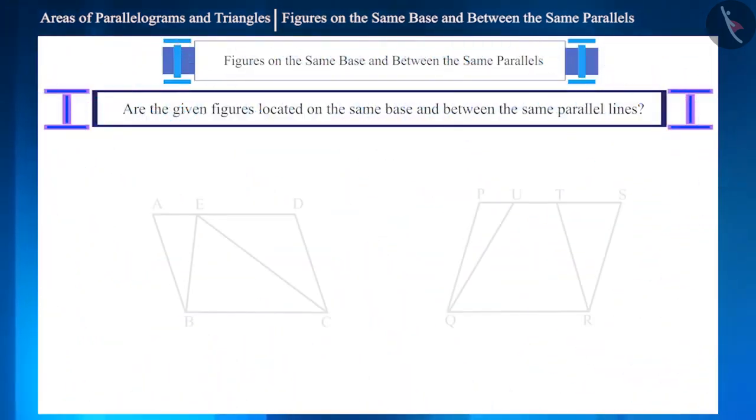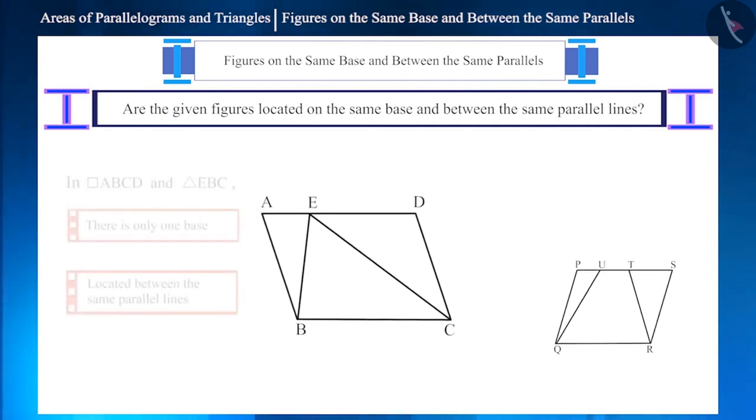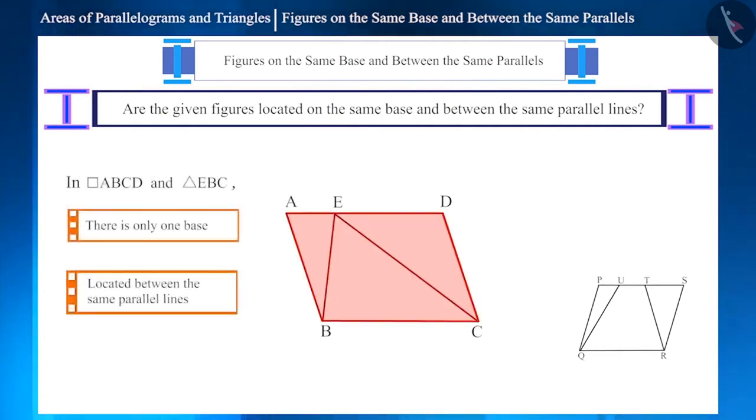Let us now see the last few figures. In the first figure, parallelogram ABCD and triangle EBC are located on the same base BC, and the two are located between the same parallel lines AD and BC. Note that of the two parallel lines, one line is the base BC, and vertex E facing the base BC of triangle EBC and vertices of the base BC of parallelogram ABCD lie on the parallel line AD.